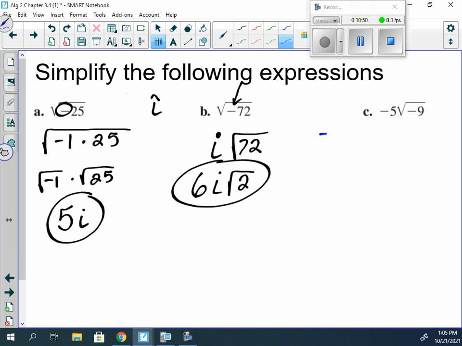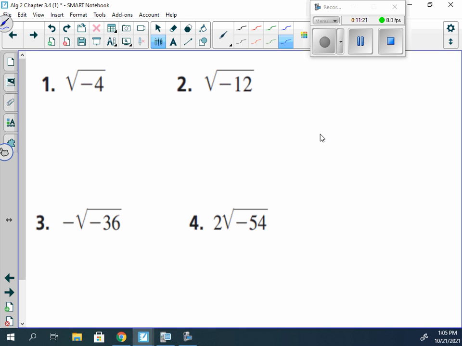Because if we did this by hand, we would have negative 5i, because the negative coming out of the radical would be i. Square root of 9 is 3. Negative 5 times 3 is a negative 15i. And that's it. Any other questions on this here? So really, it's just pulling that negative out and then simplifying the radical.